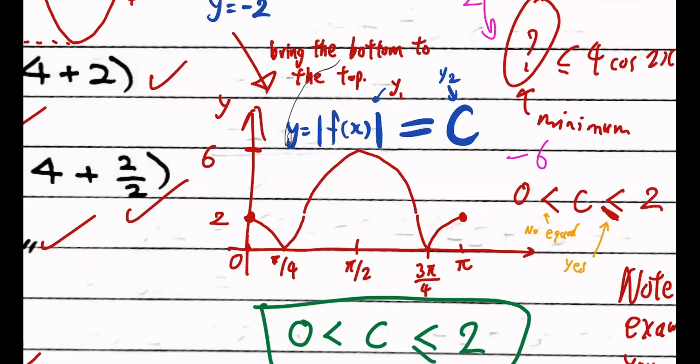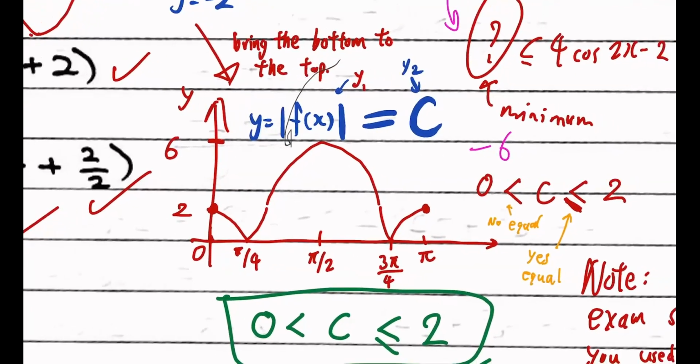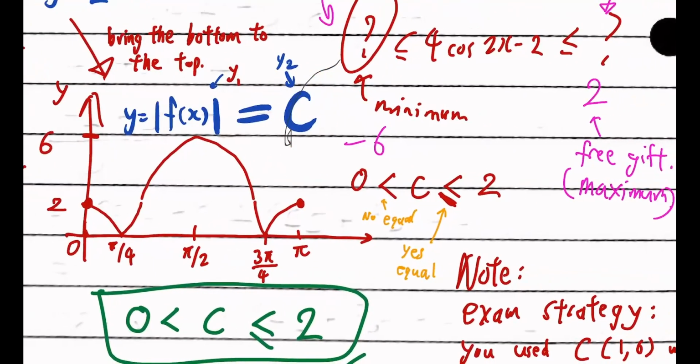And yes, equal. If you can understand this, you are ready for H2 math. This is the most difficult question in a topic known as graphical transformations. So yeah, ignore the 0, accept the 2. Clear?